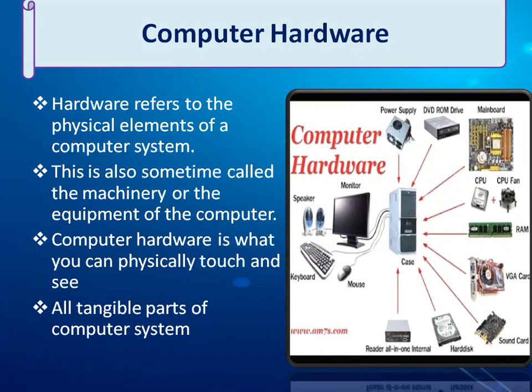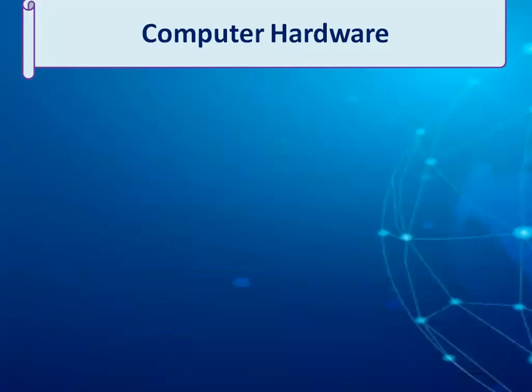Computer hardware is what you can physically touch and see. In simple words, you can say all the tangible parts. Tangible means that you can see, you can touch, and you can move easily anywhere. And we have different parts of computer hardware, like CPU, monitor, speaker, keyboard, mouse, hard disk, sound card. So all physical parts which you have in your computer system is called computer hardware.